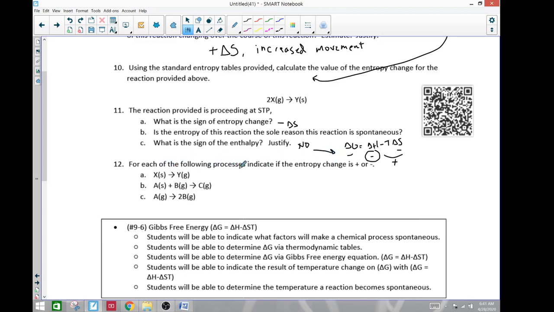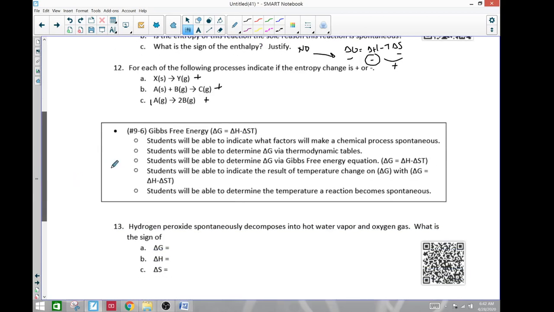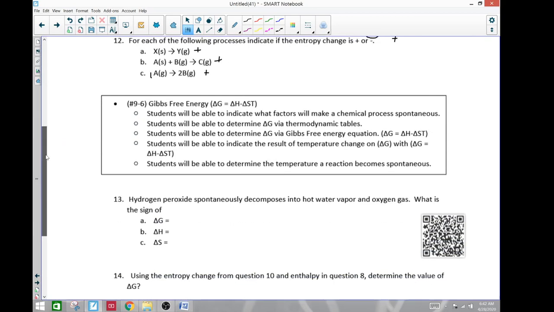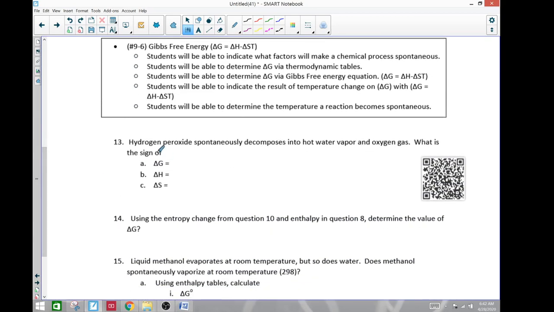So for each of the following indicate the change. Okay, so solid to gas is increasing movement, and increasing movement. 1 gas particle to 2. All right, so in this situation, okay, there we go. Hydrogen peroxide spontaneously decomposes into water. What's the sign? Okay, so this is negative. It's exothermic, and it's increasing in movement.